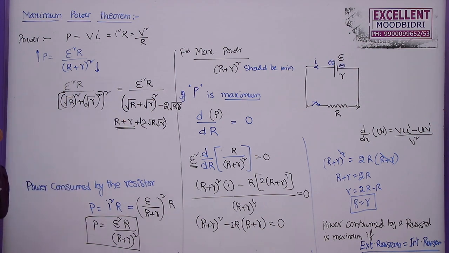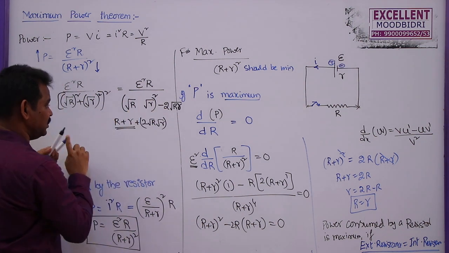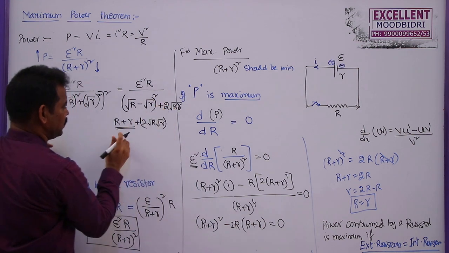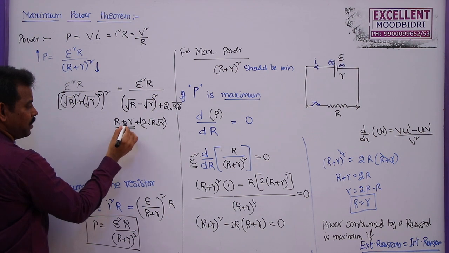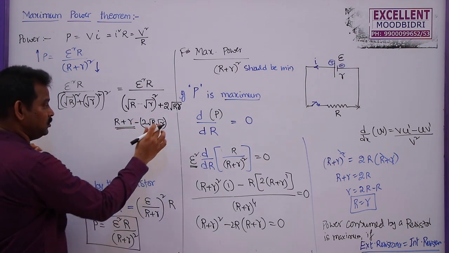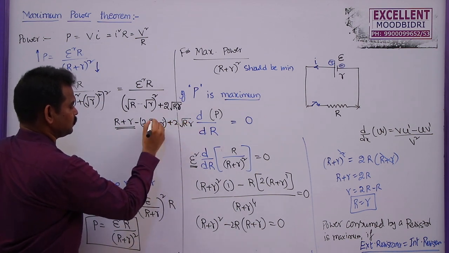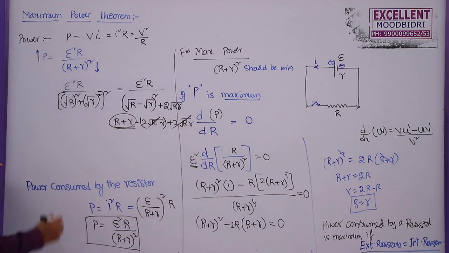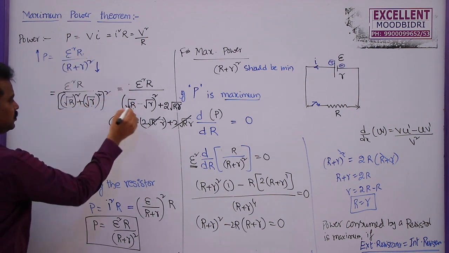You can use it like this, or the same can also be written if you write this minus here and make this plus. Why? Because if you expand this one, you get capital R plus small r minus 2 root capital R small r. If you add plus 2 root capital R small r, these two get cancelled, and you will be left with capital R plus small r only. So the power equation is E square R by this. You can write like this or you can write this one also.